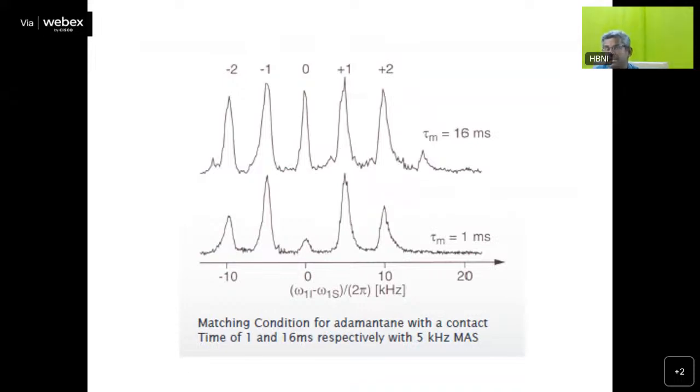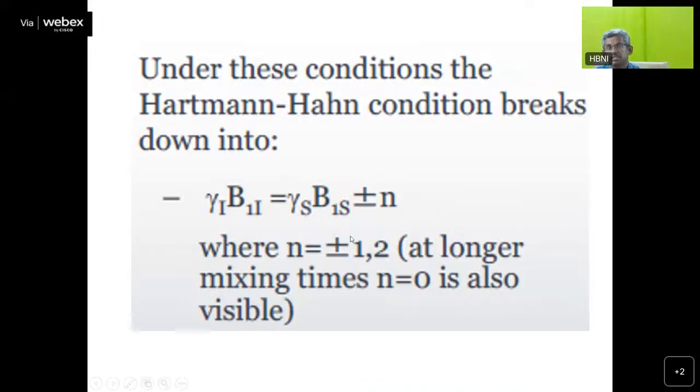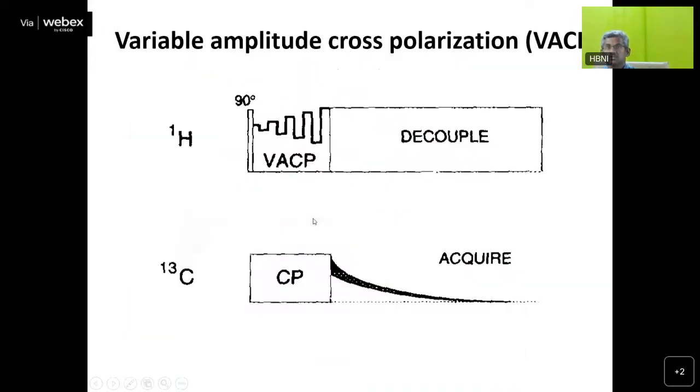So this is what is happening in magic angle spinning, because the cross polarization becomes discrete. Discrete frequencies, it happens, cross polarization. So that is represented by this type of expression. So in such cases, when you have high magic angle spinning, we slightly modify the pulse sequence, and instead of CP, we have a variant technique called VACP. VACP is nothing but variable amplitude cross polarization.